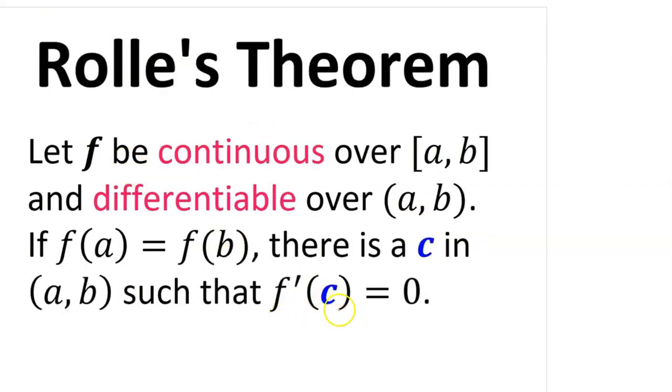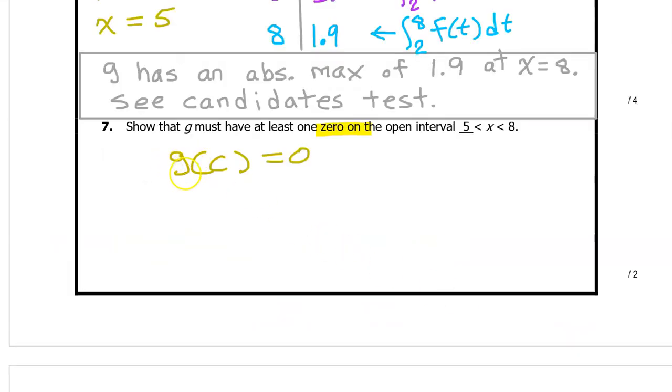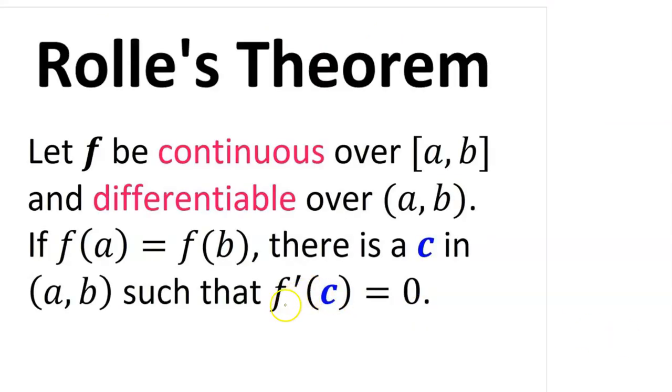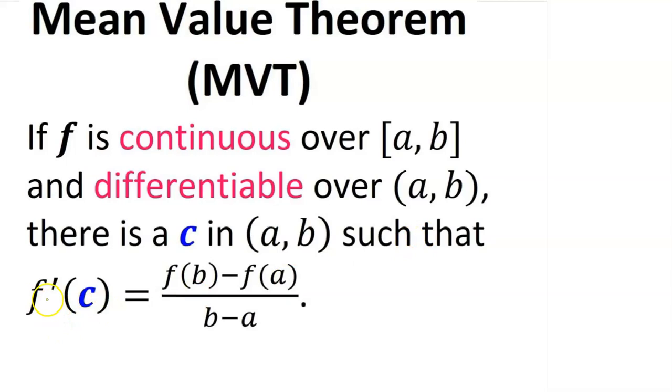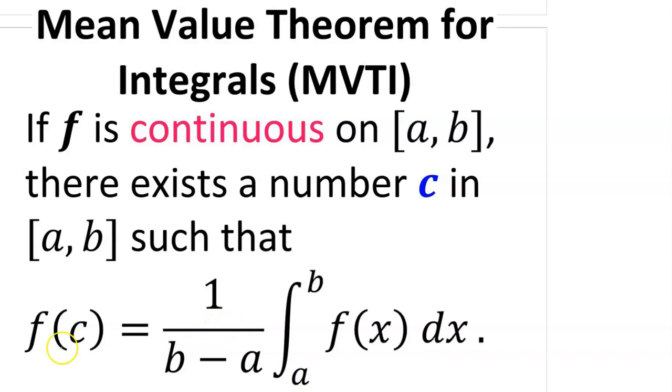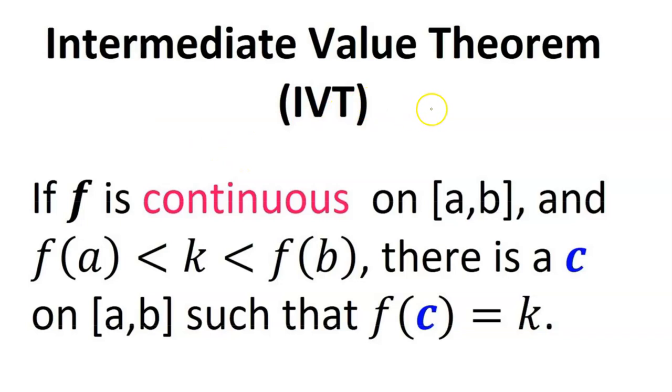2 of the theorems deal with the derivative of a function. So in this case, we just want g at c, not g prime. So anything that talks about the derivative, and we would think g prime at c, is going to be out. So Rolle's theorem is out, and similarly the mean value theorem is also out. It talks about f prime. The only 2 theorems that talk about the original function f at c, or in this case g at c, are the mean value theorem for integrals, or the intermediate value theorem.